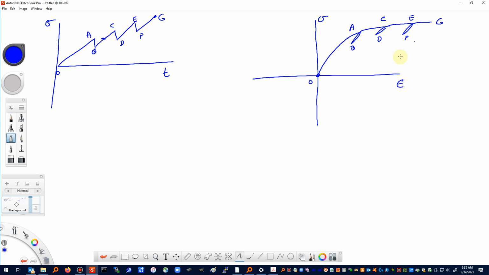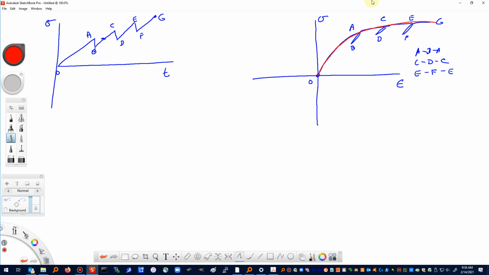So what hysteresis loops do I have? I'm talking about the stress ranges. We have an ABA, we have a CDC, we have an EFE. And then if I went into the lab and just tested the material from A to G, it would follow that same path that I just drew in red, as if those little excursions hadn't ever happened.